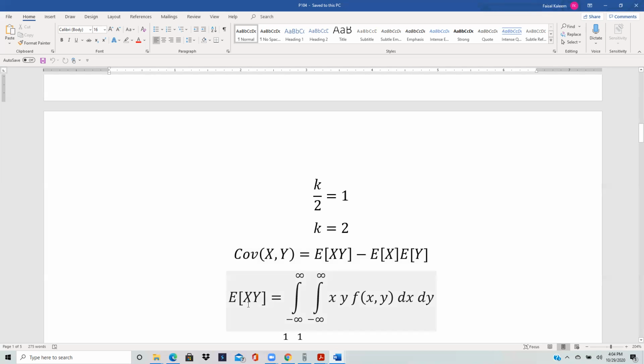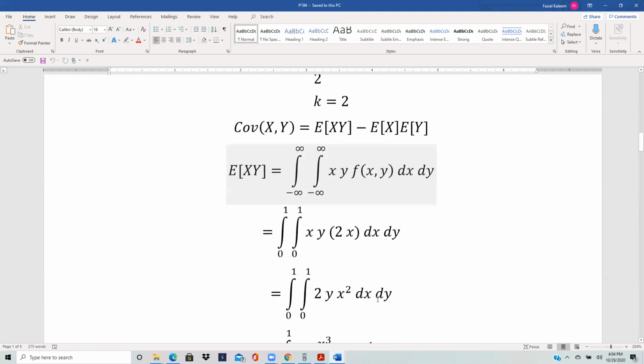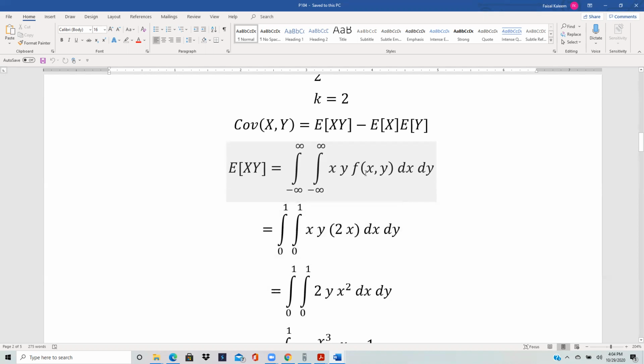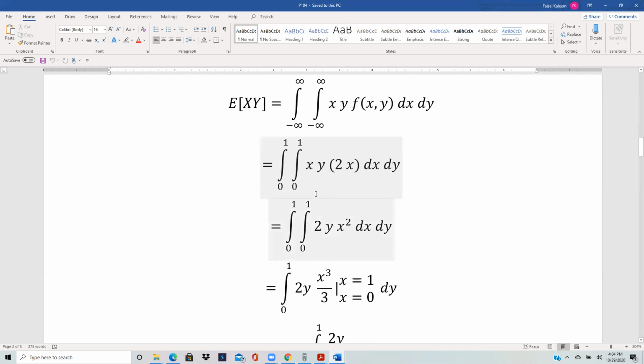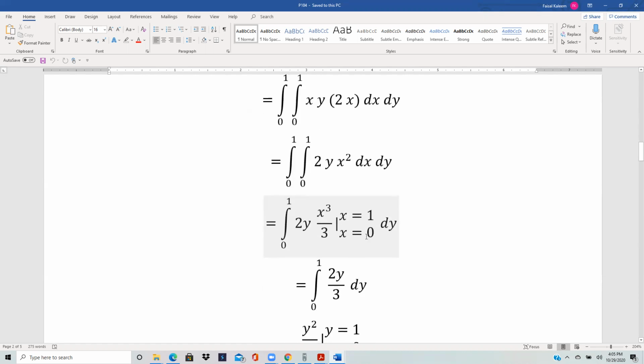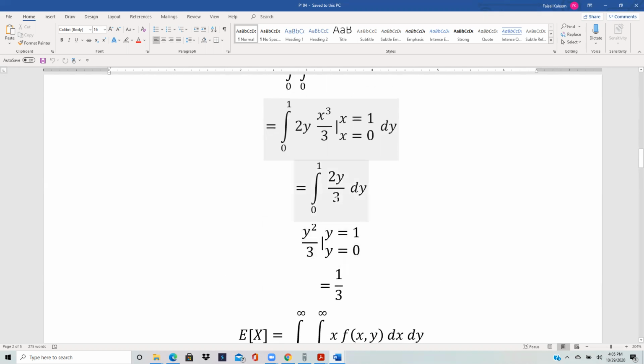Expectation XY is the double integral of xy against the PDF. So xy, and the PDF was 2x. Remember, it was kx, and we found k to be 2. Once you integrate, first we'll simplify. If you're integrating with respect to x first, you will have 2y as a constant, and then x squared integrates to x cubed by 3. You put in the x limits, get 1/3, so 2y by 3. And that's just a one-variable integral. When you integrate, eventually we get 1/3.